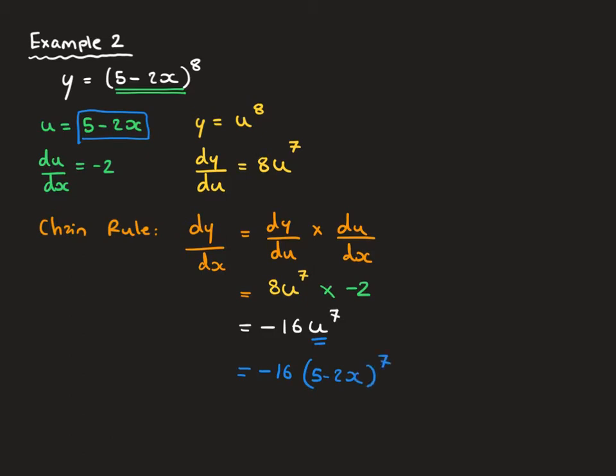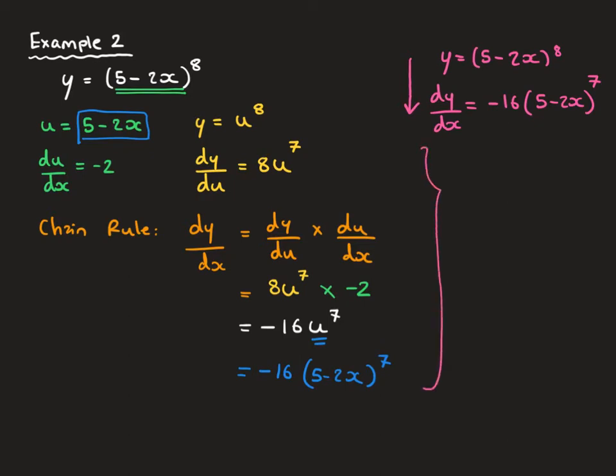Now, again, I urge you to look at the question, or the original function, y equals 5 minus 2x to the power of 8, and then look at the derivative of this function, negative 16, 5 minus 2x to the power of 7. Can you see the connection? Can you start to see how we can get from here to here without necessarily having to write out the full level of working that we've had to do here? Let's see if we can spot this using the next example.